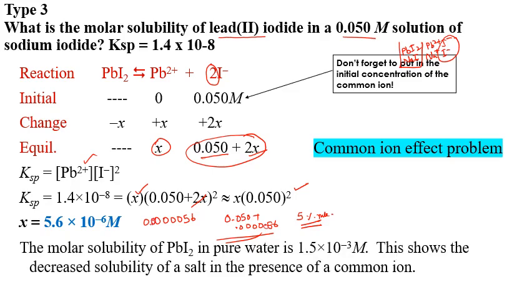So the molar solubility of lead iodide in pure water is 1.5 times 10 to the power negative 3. So after adding NaI, sodium iodide, what happened to the molar solubility? It changes to 5.6 times 10 to the power negative 6. It went down. You can see that. So by the addition of a common ion, the solubility will decrease. So, decreased solubility of salt in the presence of a common ion. That is the important point you should remember.